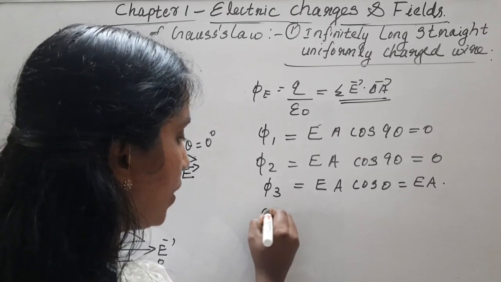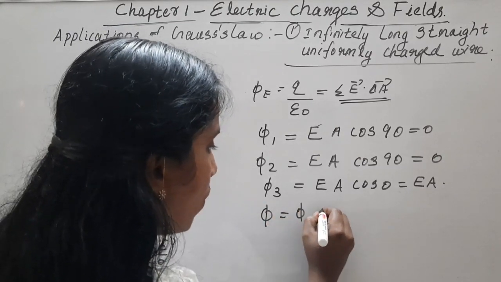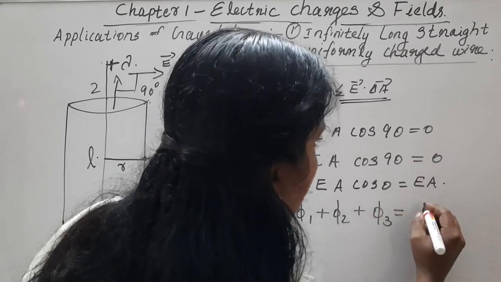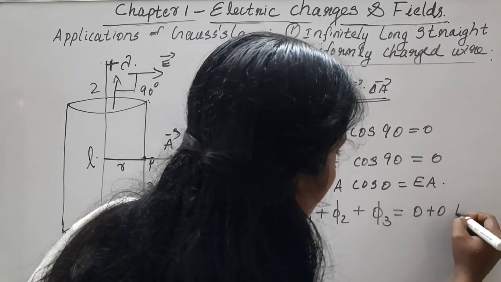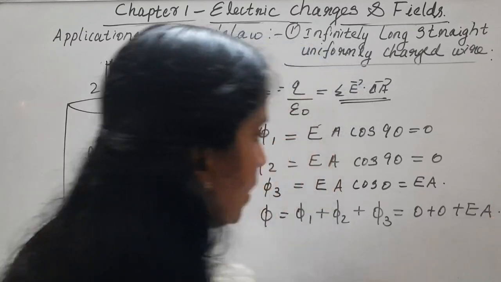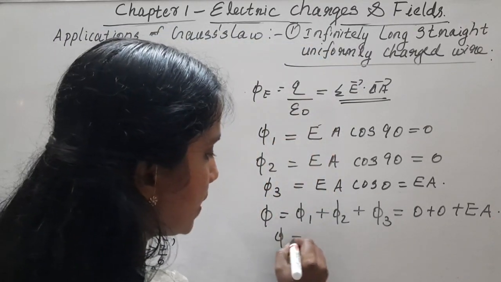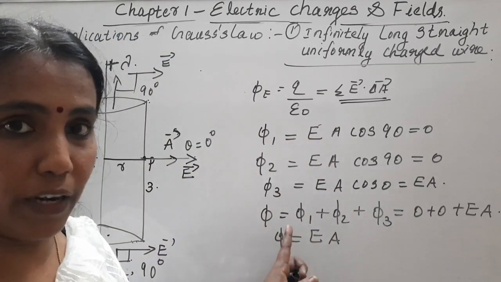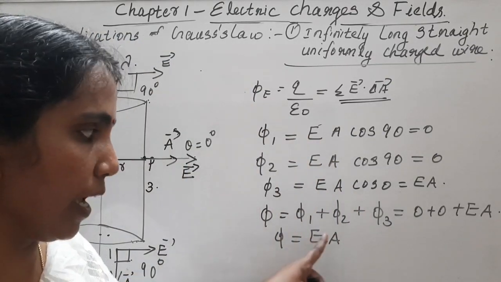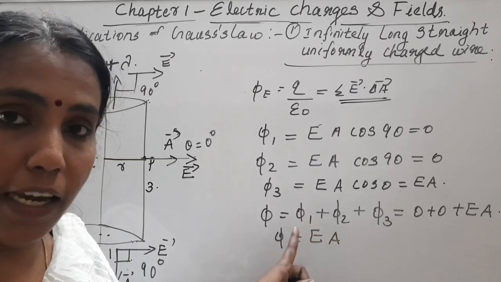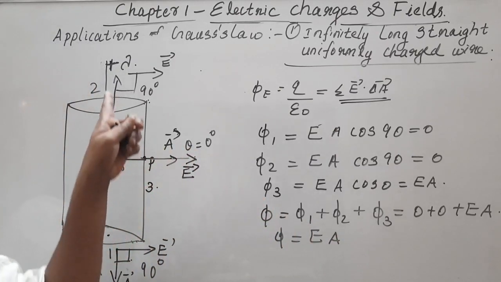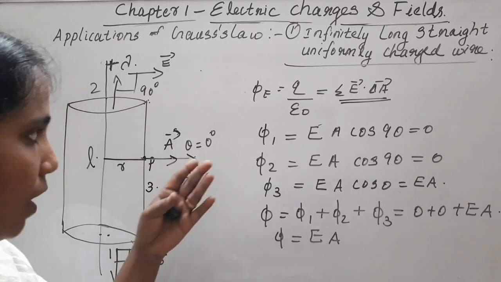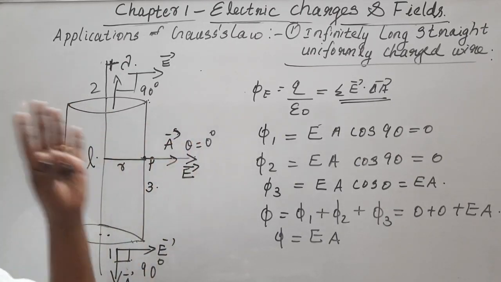So what will be the total flux? Total flux is phi 1 plus phi 2 plus phi 3, that is equal to 0 plus 0 plus EA. So the total flux is E into A. What is E? The magnitude of electric field, that's what we need. And what is this A? Area. Area of which surface? Is this the area of these two surfaces? No, those are base areas. Here what we need is the curved surface area.